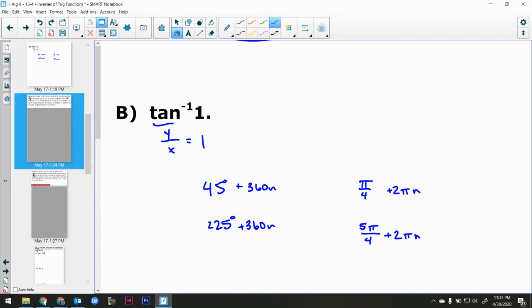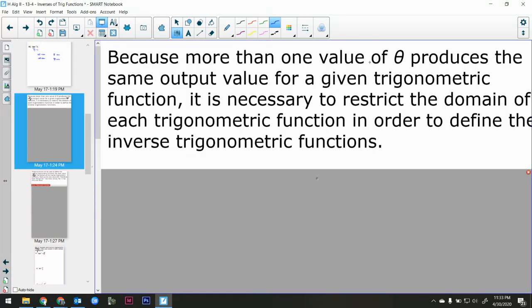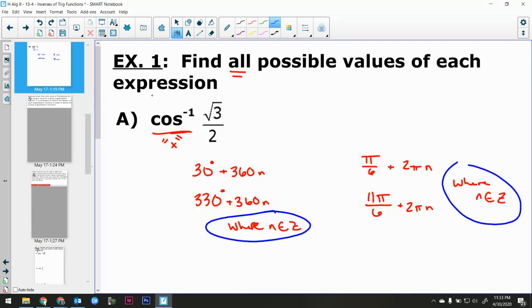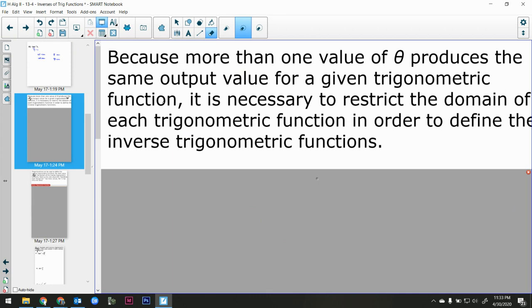All right. Because more than one value of theta produces the same output, it's not a function, right? If I say, what are the answers to this? Well, there's an infinite amount of solutions there, right? That's not how we write it, but there is an infinite amount of solutions. So it's not a function. One input value gets an infinite amount of output values.